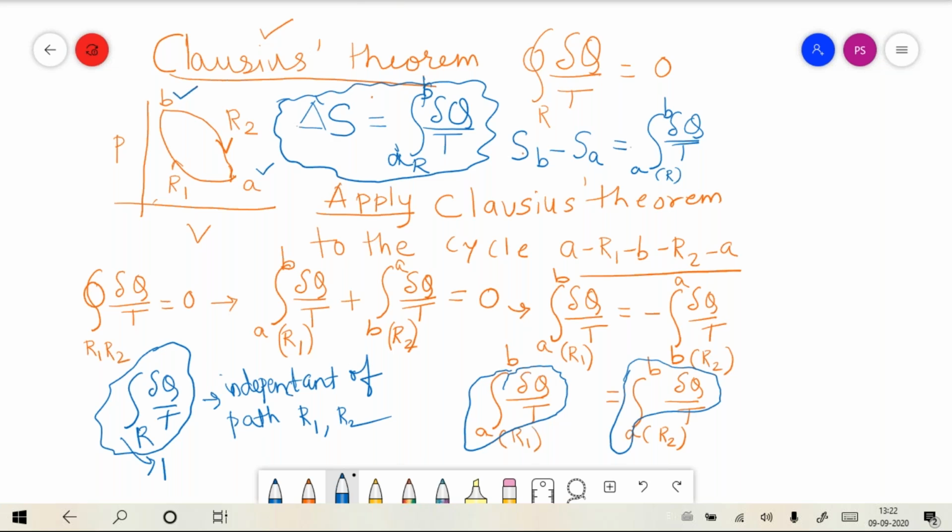Because it is independent of the path, it is a state function. It is going to represent a certain property. Now, what is that property? Clausius needed to give some name to that property, so he called it entropy. So now we have the name for this expression: the integral of del Q by T is entropy. So the entropy change delta S is equal to the integral of del Q by T. So S B minus S A is equal to the integral of del Q by T.